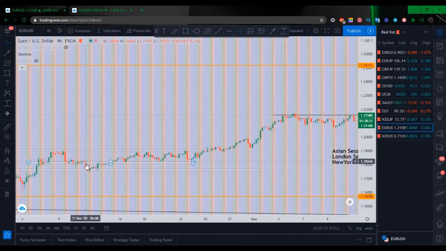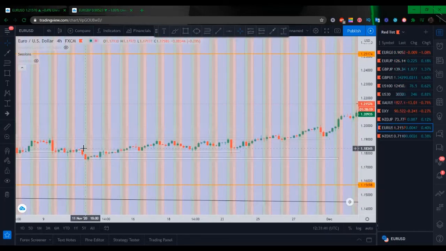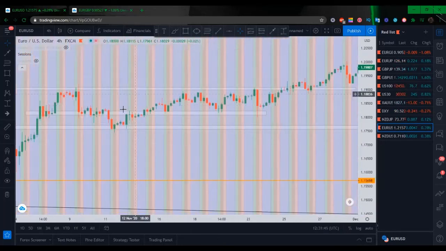This move to the downside happened right into the New York session, this one right here, and before the end of the London session, and before the end of the New York session, it was consolidation. Then within the Asian session, there was a move to the upside. But if you realize, most of the real volumes, not volatility really, happened within the London and the New York session.